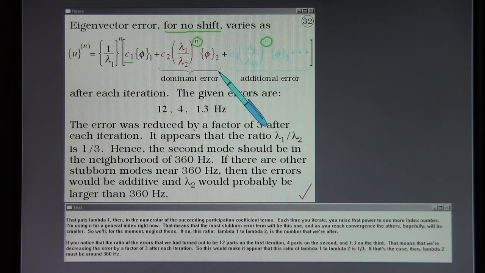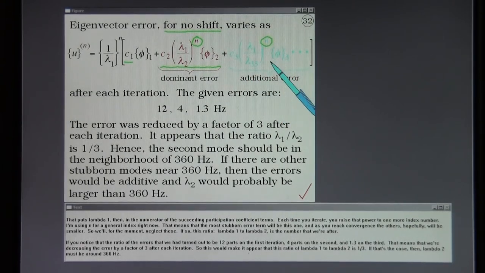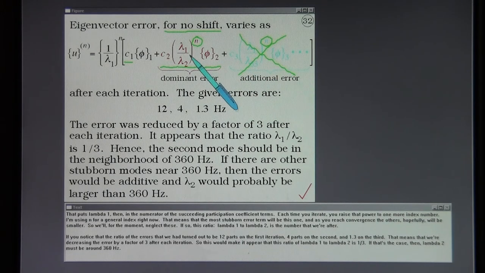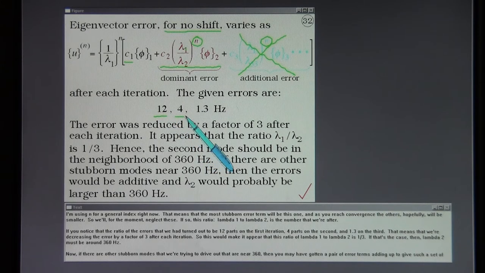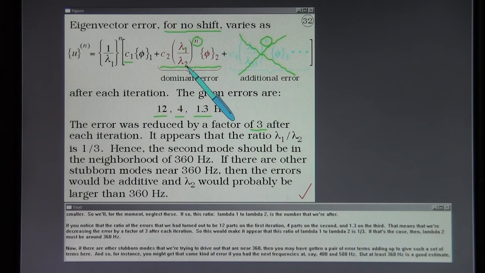That means that the most stubborn error term will be this one. And as you reach convergence, the others hopefully will be smaller, so we'll, for the moment, neglect these. If so, this ratio, lambda 1 to lambda 2, is the number that we're after. If you notice that the ratio of errors that we had turned out to be 12 parts on the first iteration, 4 parts on the second, and 1.3 on the third. That means that we're decreasing the error by a factor of 3 after each iteration. So this would make it appear that this ratio of lambda 1 to lambda 2 is 1/3. If that's the case, then lambda 2 must be around 360 hertz.